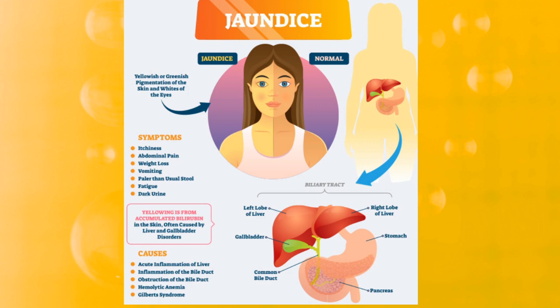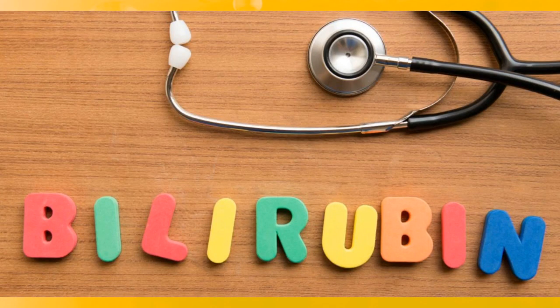The other symptoms here include itchiness and abdominal pain. The abdominal pain occurs specifically at the epigastrium and the right hypochondrium area. Weight loss, vomiting, fatigue, all these are symptoms of jaundice. Now, which pigment causes the yellowish discoloration of the body? That is bilirubin. Bilirubin causes the yellowish discoloration in jaundice.